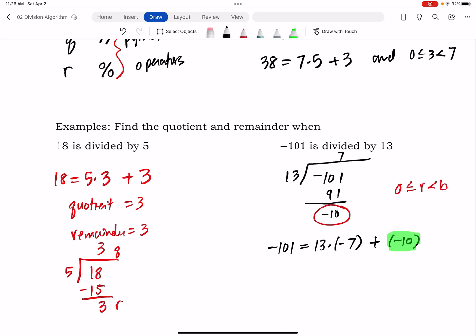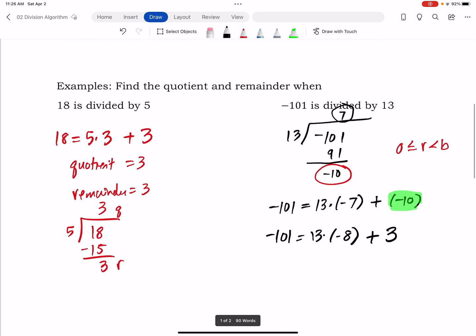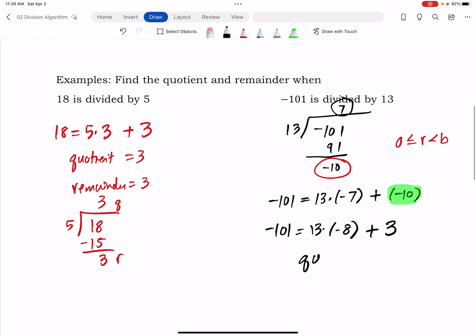So when you're dividing a negative number and you get this quotient, you want to make it 1 smaller. So negative 101 is 13 times negative 8. When I do 13 times negative 8, I get negative 104 plus 3. And so that way the quotient is negative 8 and the remainder is 3. And the remainder now satisfies this property that the remainder has to be between 0 and b.